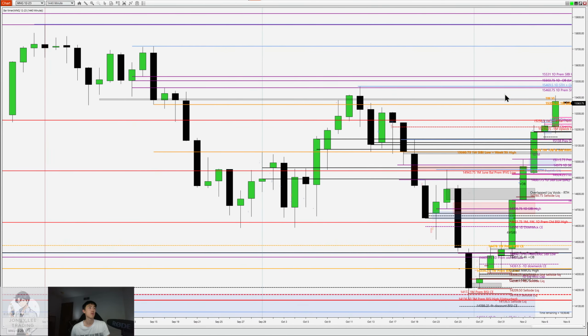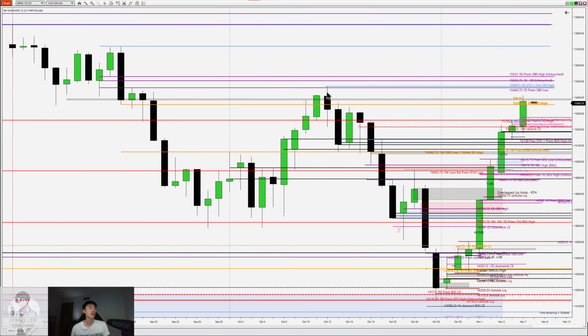So now we are looking to see what happens at this level here, right? We know that the bodies here, they want to respect the bodies here, which this open here is 15408.25. The high here is 15412.75. So it gets there and then it immediately rejects.